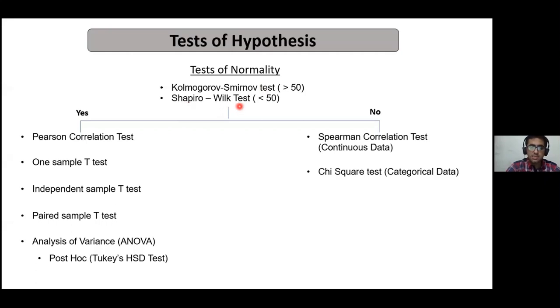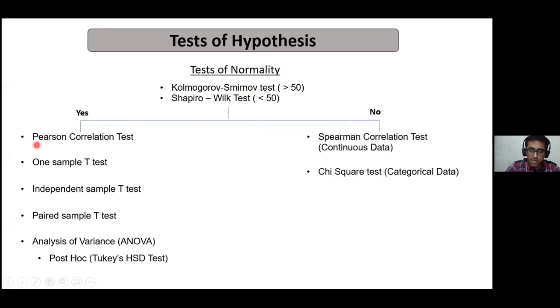And the Shapiro-Wilk test is used when the number of observations is less than 50. These are two tests of normality, and I will deal with the hypothesis in Python as well. If the data is normal, then we go for all these tests. If the data is not normal, then we go for all these other tests.